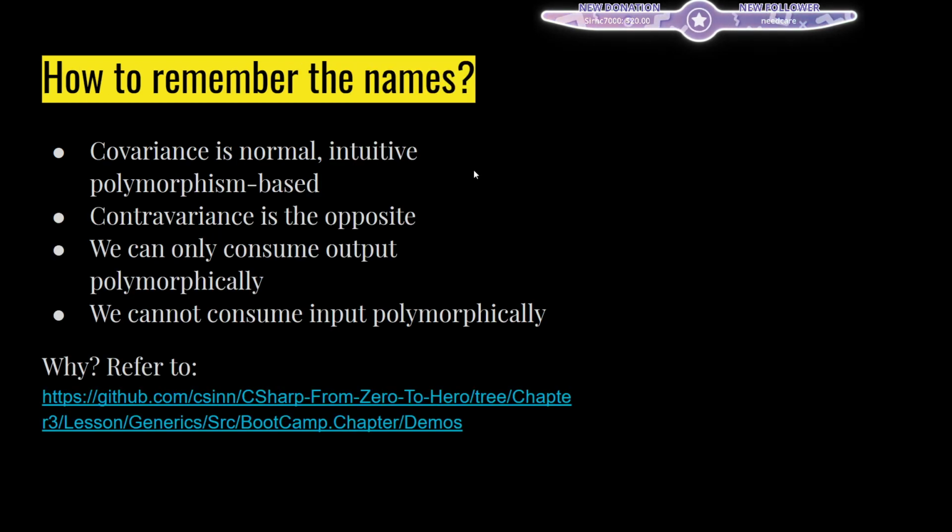So, how to remember the names? The simpler word is covariance, and being simpler, it's more intuitive as well, because it's based on polymorphism, something that's very natural to object-oriented programming. Contravariance is the opposite, therefore you have contra in the name. For contravariance, we can only consume input. So explaining the two again: for out, it means we can consume output polymorphically, and for in, it means that we cannot consume input polymorphically, but we can consume it specifically. Very confusing, I know.